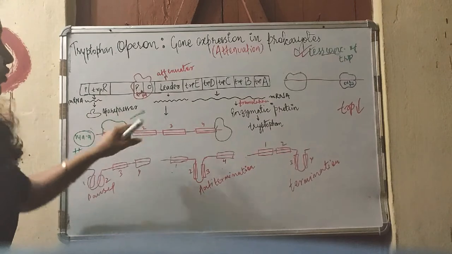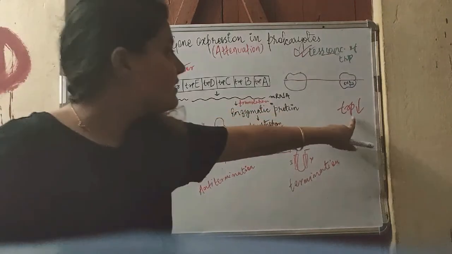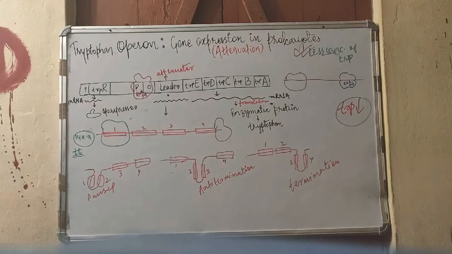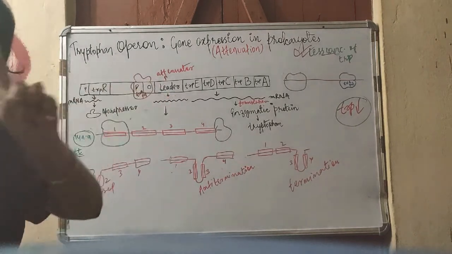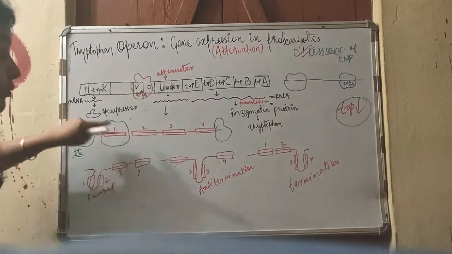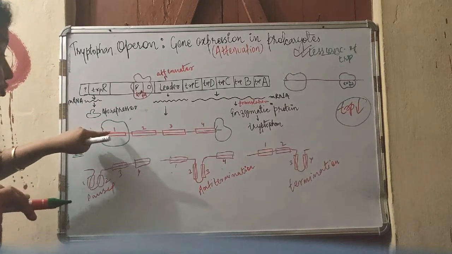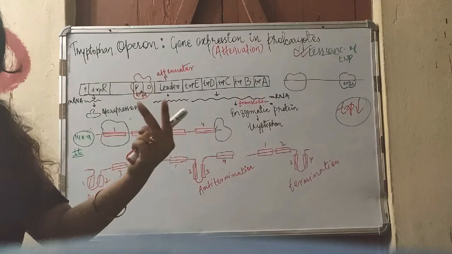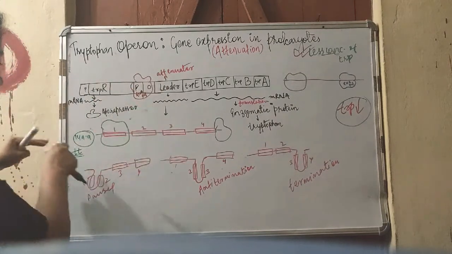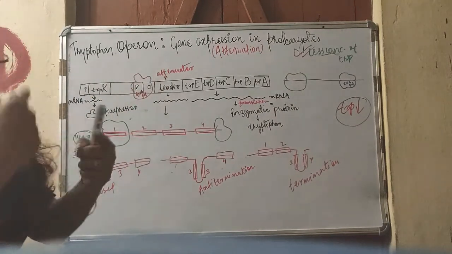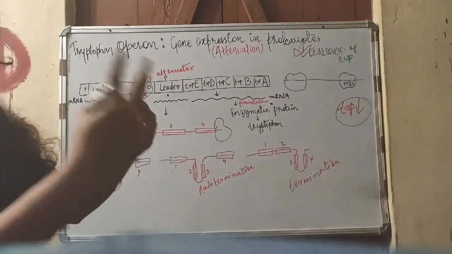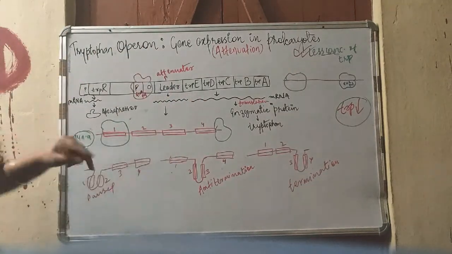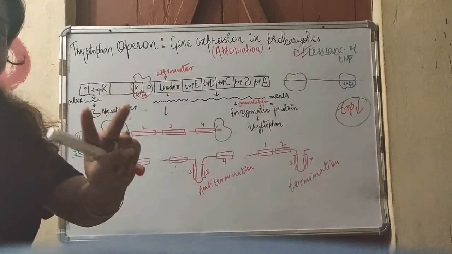Now we know that the condition is, there is less tryptophan in the cell. When there is less tryptophan in the cell, the ribosome requires 2 tRNAs coded with tryptophan one by one, because this sequence codes for 14 amino acids which have 2 tryptophans one by one at the start point, right?